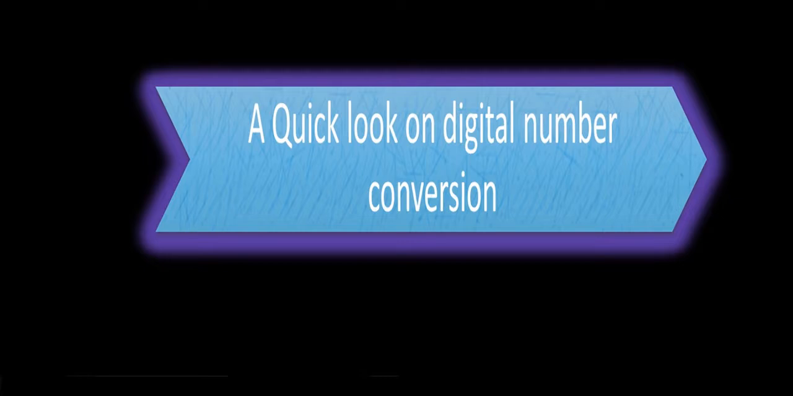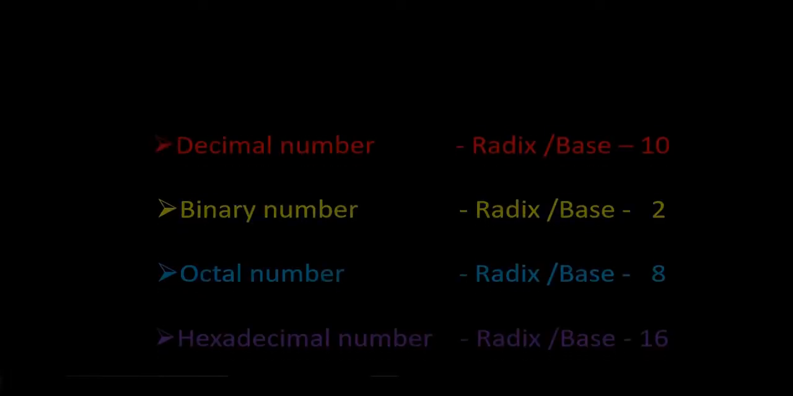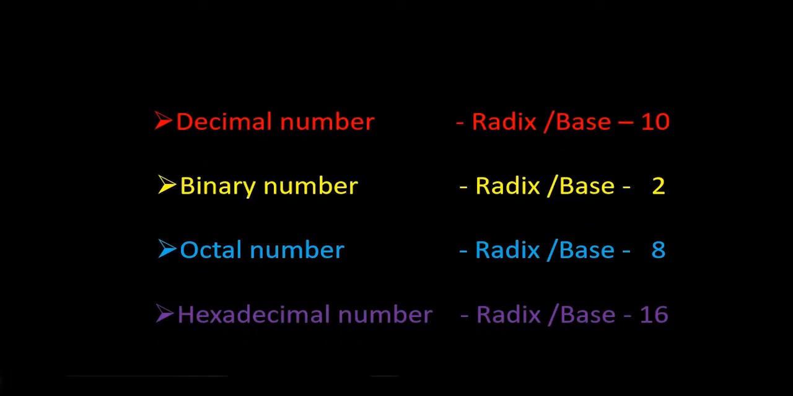For that they should have some idea about what a base or a radix is. For the decimal number the radix or base is 10. For a binary number the radix or base is 2. For an octal number the radix or base is 8, and for the hexadecimal number the radix or base is 16.